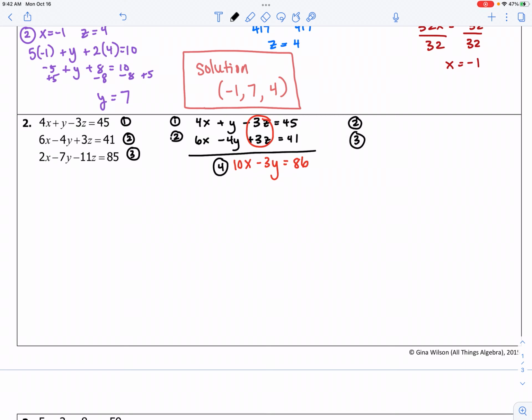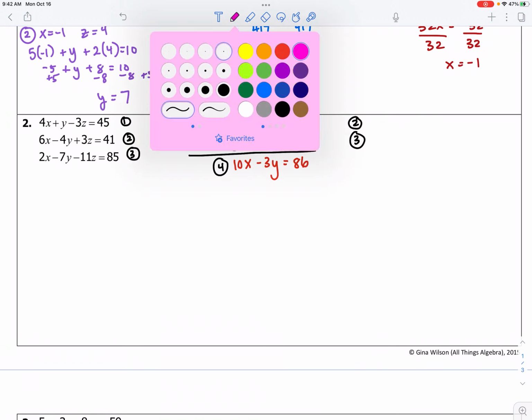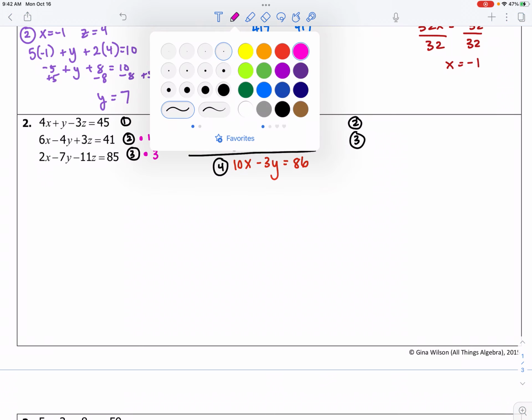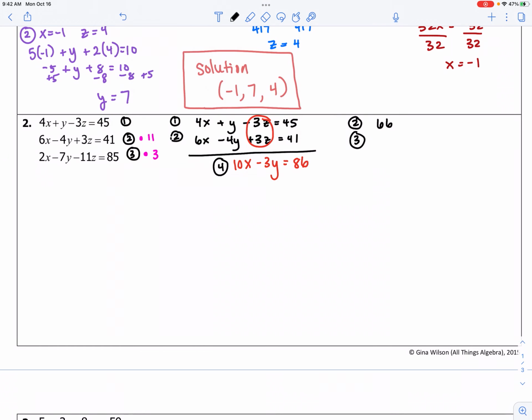So looking at eliminating z again, my least common multiple between 3 and 11 is going to be 33. So I need to multiply my 3 by 11 and my 11 by 3. So I'm going to multiply equation 2 by 11 and equation 3 by 3. I'm going to move that over here on the side, and that gives me 66x minus 44y plus 33z equals 451.